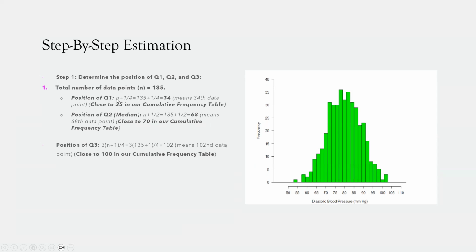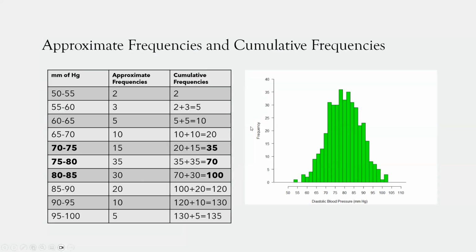Position of Q1: n, that is the number of observations, plus 1, divided by 4, is equal to 135 plus 1 divided by 4. Our answer will be 34. Means we will be going to the 34th data point to get our first quartile, which will be close to 35 in our cumulative table here. Close to 35, 34 is very close. So it will be between 70 to 75, first quartile.